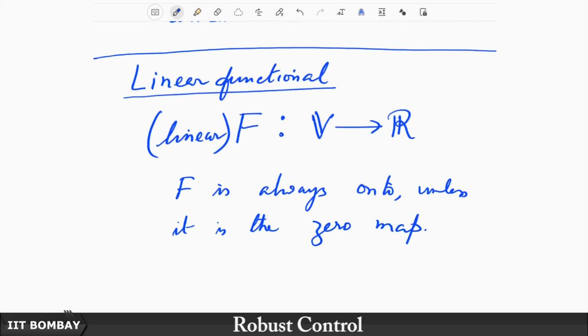Why is this true? I am saying that unless f is such a map which maps every point in the vector space to the origin, to the 0, origin means 0 in the real numbers, this is always onto. In other words, for every real number I pick, remember, the real numbers are now the codomain. An onto map means that I pick any fellow in the codomain, and there exists a pre-image such that when I pass that pre-image through the mapping f, I will recover this element in the codomain.